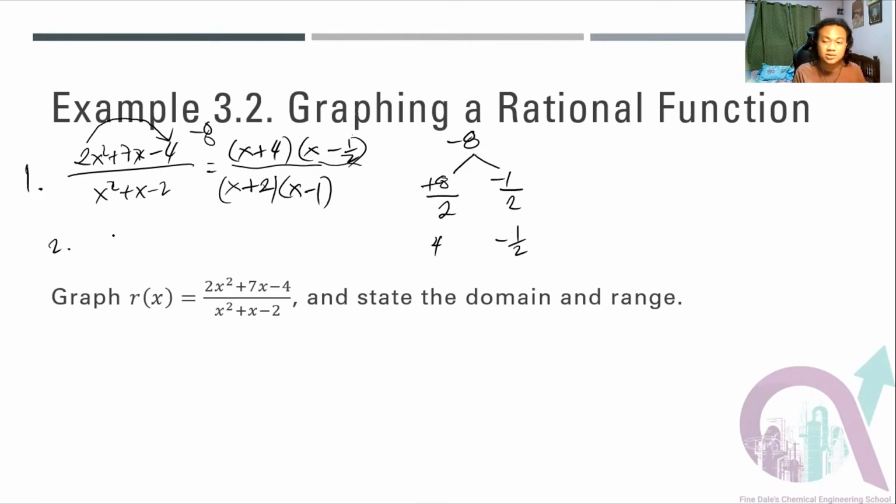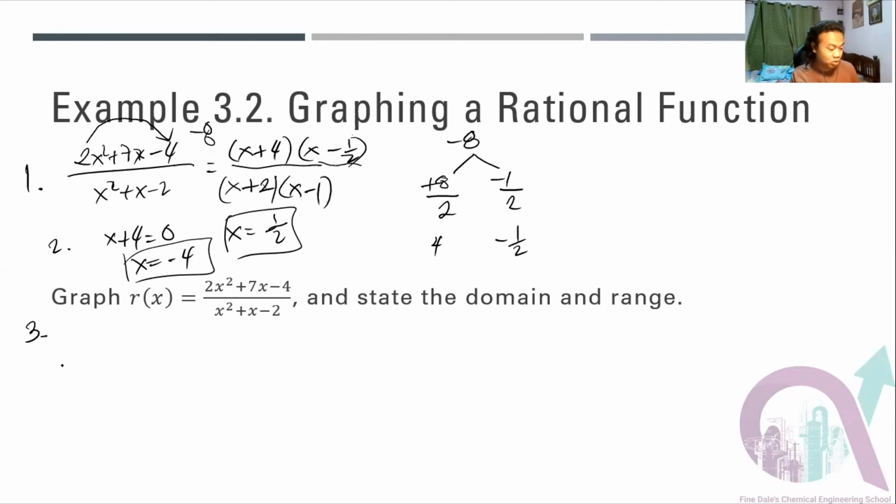So step 2 is we have to find the x-intercepts. The x-intercepts, you can find them from the zeros of the numerator. Those in the numerator, you just equate to 0, and you get the x-intercepts. So that's the x-intercepts.